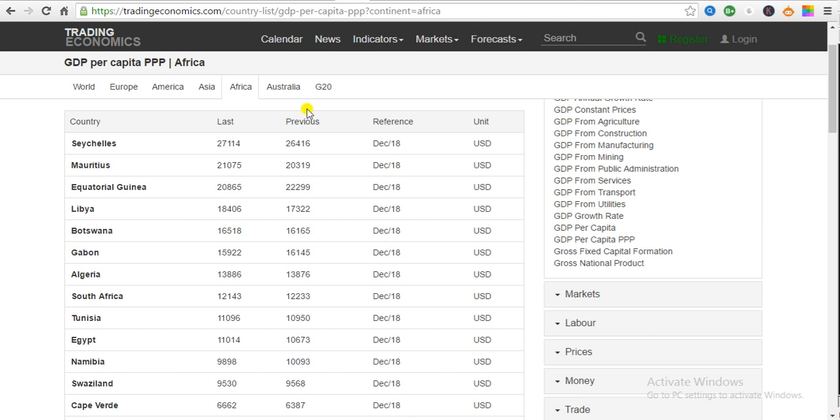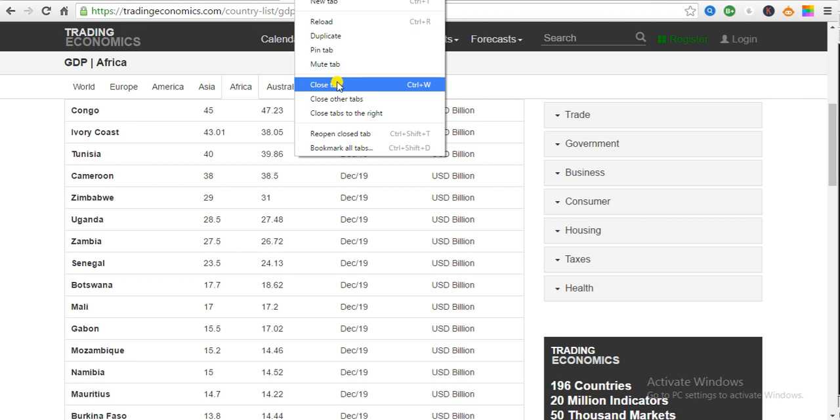But now what we're seeing is that it's Seychelles, Mauritius, and Equatorial Guinea. All right, so this is now in terms of triple P. All right, Seychelles, Mauritius, and Equatorial Guinea.